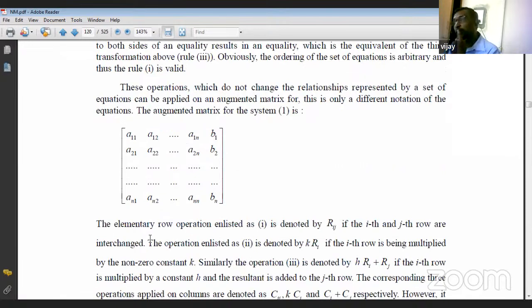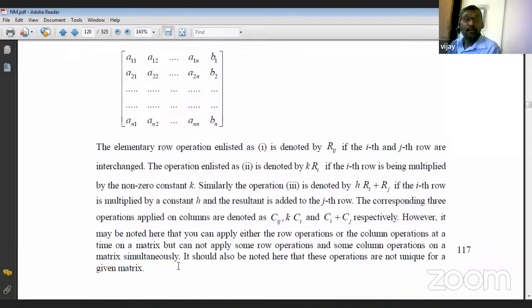The coefficients a11, a12 and b1, a21, a22 and b2 are written for the system of linear equations. An elementary row operation is denoted by Ri to Rj, interchanging the ith and jth rows. The operation kRi is the ith row multiplied by the non-zero constant k. Similarly, the operation is denoted by Ri plus kRj, where the jth row is multiplied by the constant k and added to the ith row. Corresponding three operations are applied here.